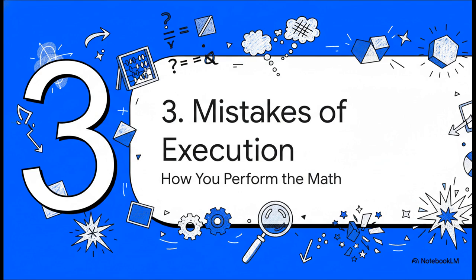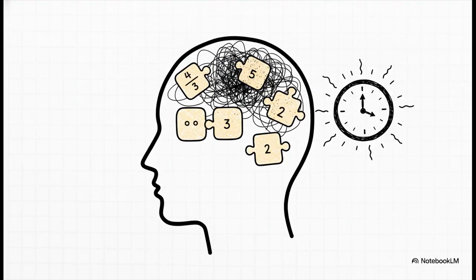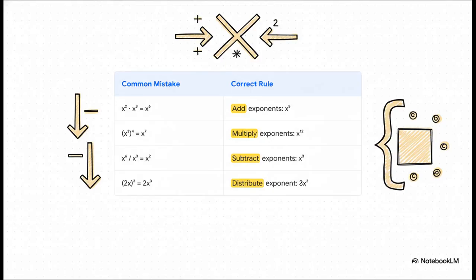This brings us to our second category, mistakes of execution. These are those little nagging errors that happen when the pencil is actually moving. Exponents. They seem so simple, right? But man, under pressure, it is so easy to get the rules mixed up, and that can cost you some really easy points. So let's do a quick rapid-fire review to really lock these in.